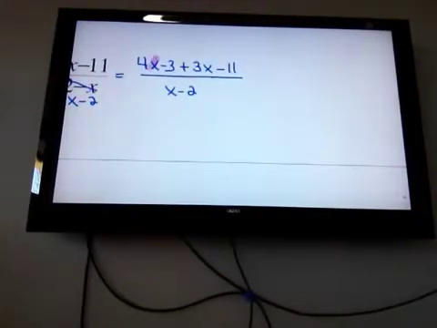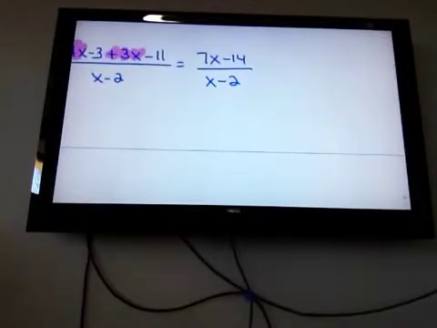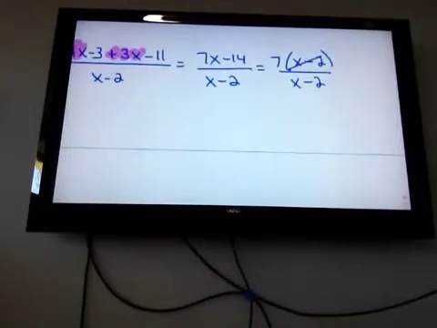4x, 3x, 7x. Minus 3, minus 11, minus 14. So there's add. Factor. Yucky, I can take out a 7. 7 into 7x leaves me x. 7 into 14 is 2. Reduce, yep. I can take out or reduce, cancel my x minus 2's. So that one had all 3. It had add, it had factor, it had reduce.